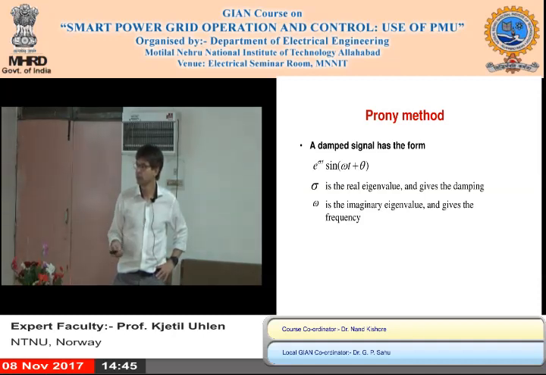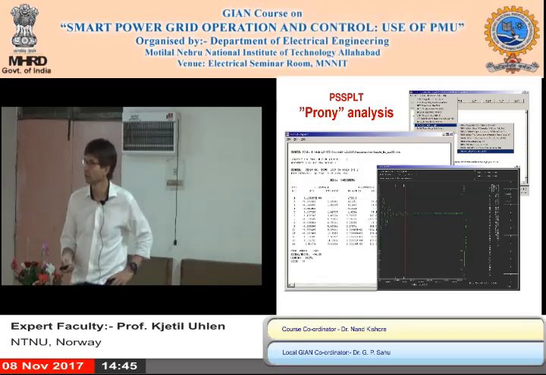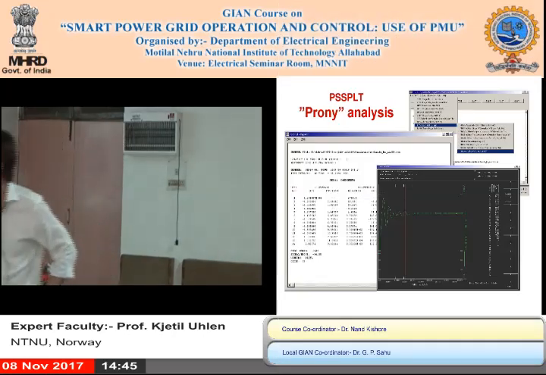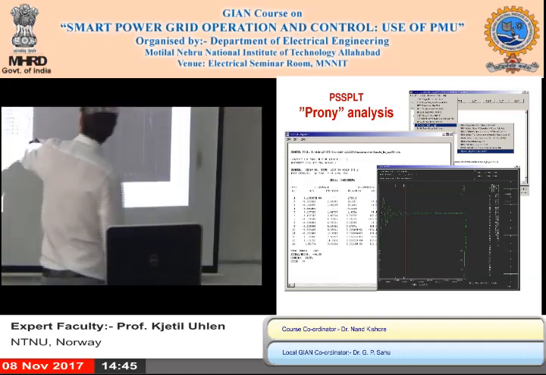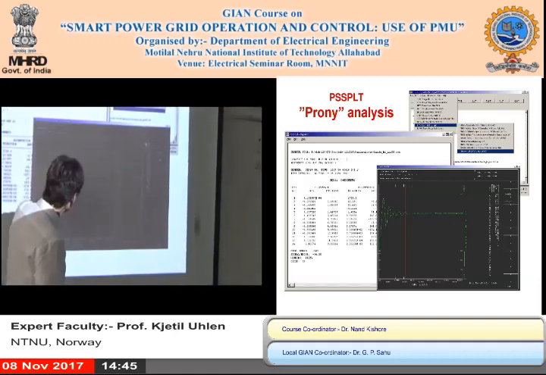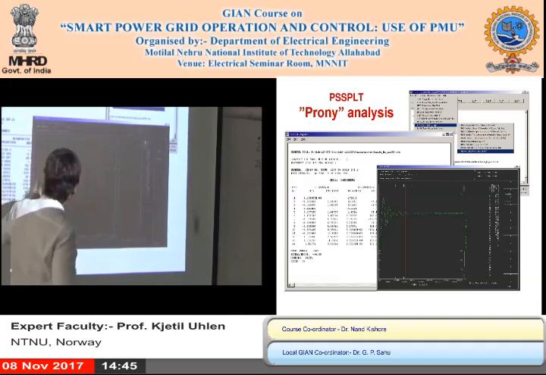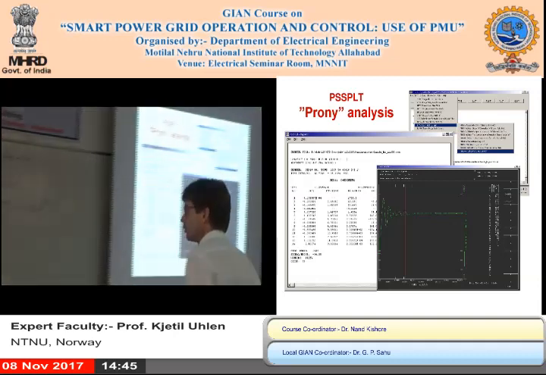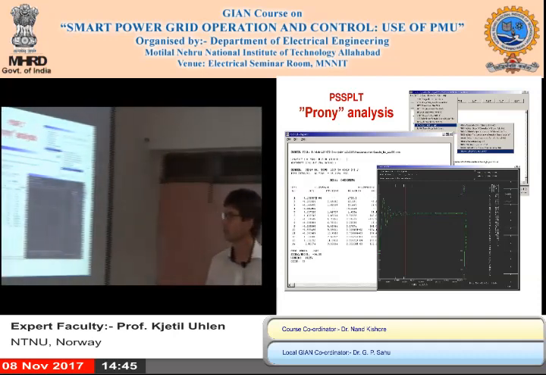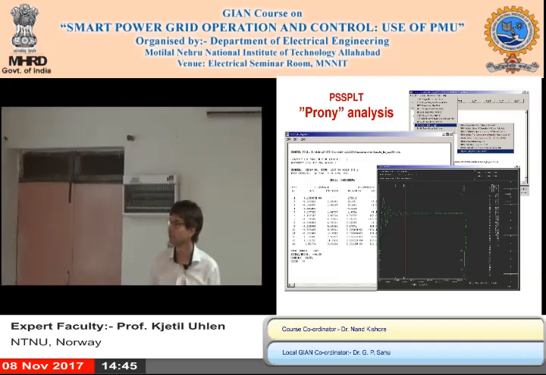PSS/E, for example, has a tool for that. It's not possible to see, but if you go closer, you can see the ring down here, and how you select the window, and you get a number. You get the best estimate of the eigenvalues for that signal.